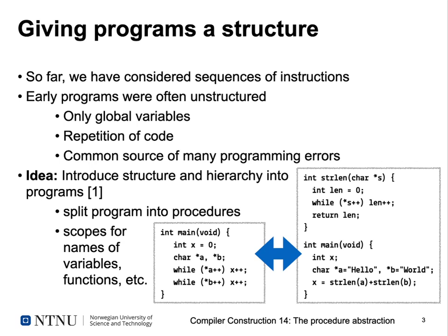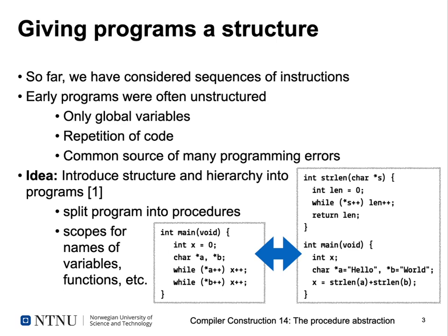So procedures or functions were introduced to give programs a structure. So far, we have only considered sequences of instructions, and very early programs for computers often were very unstructured. They only provided functionality for global variables. You had to repeat code whenever you wanted to repeat a functionality, and this was the common source of many program errors. For example, reusing a global variable in a different context and overwriting its value while another part of your program expects the value to be the same, or changing one of the repetitions of your code but forgetting to change one of the others to fix a bug, for example.